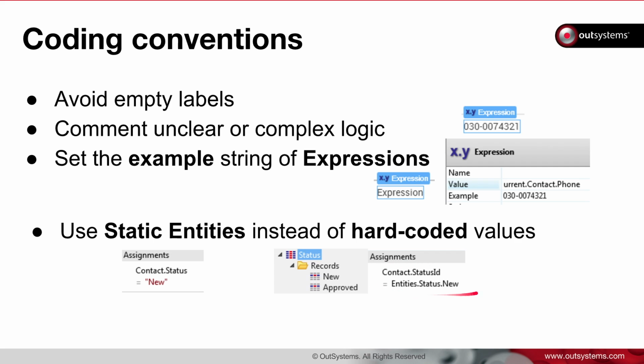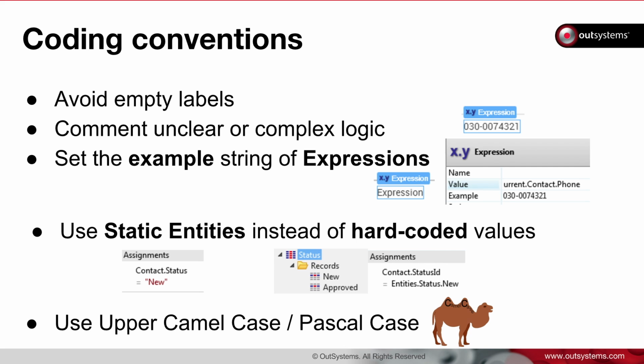Whereas if you're using this kind of pattern, then status ID can only be assigned records from the Status static entity. If you have a gender ID attribute, it can only be assigned records of the Gender static entity. And if you try to mix them up by mistake, the platform will catch that and inform you of the bug. So again, this is a huge advantage. You should be using static entities instead of hard-coded values.